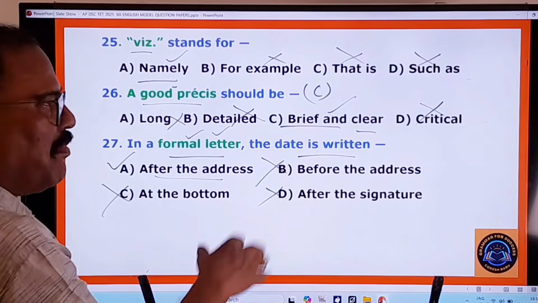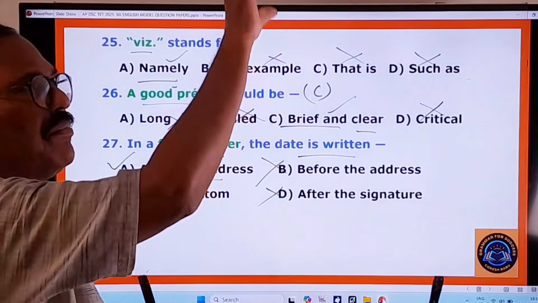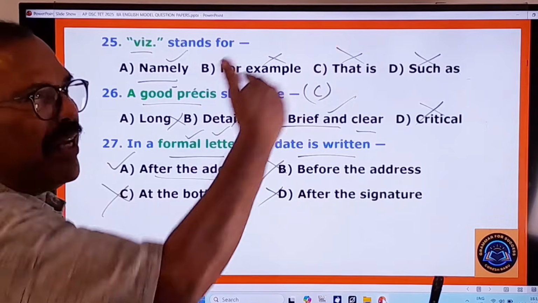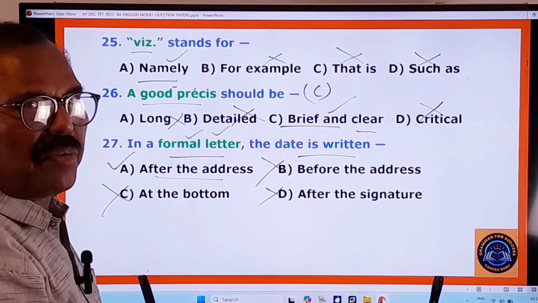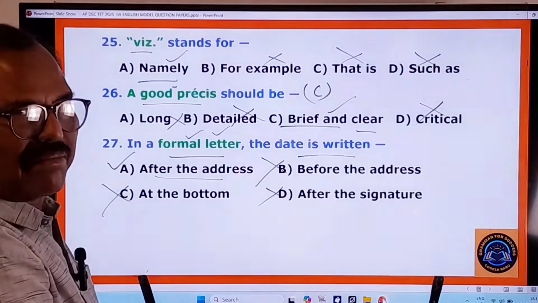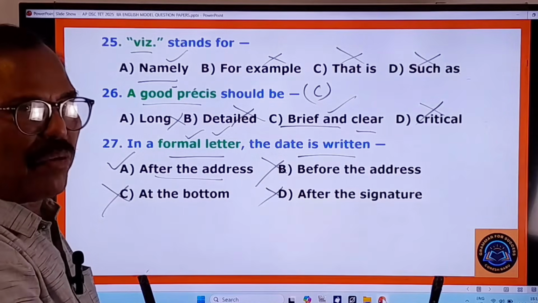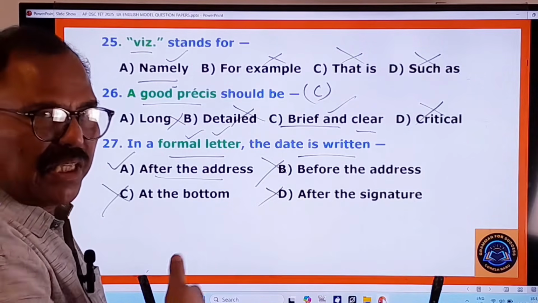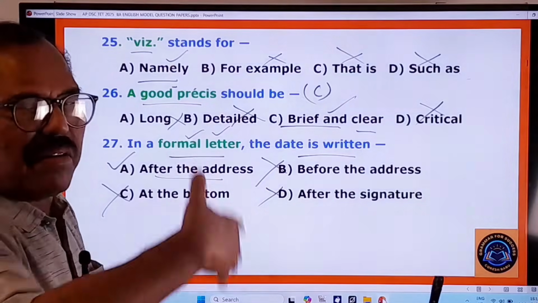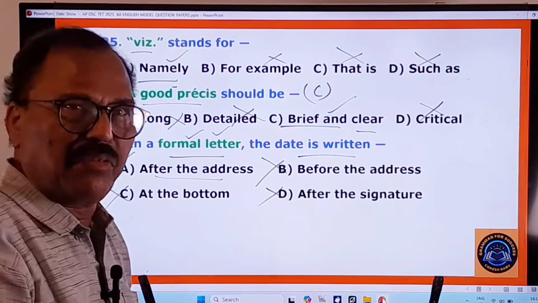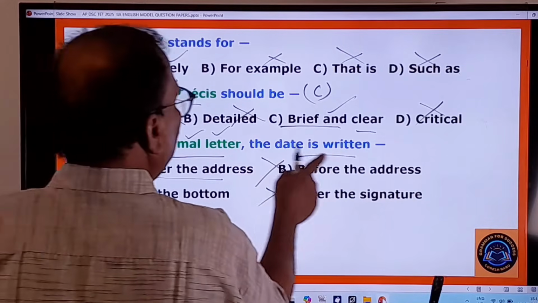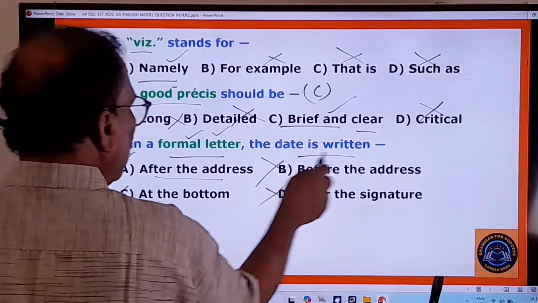So in the formal letter, the procedure will be like that. The sender's address will be there first, then the date, then the receiver's address, then the salutation, then the subject, the body, the complimentary close, and the signature. All such things are there one by one. These are all the things that are mentioned in my letter writing video. Please watch that. And therefore, in a formal letter, the date is written after the address. So A is the right one.